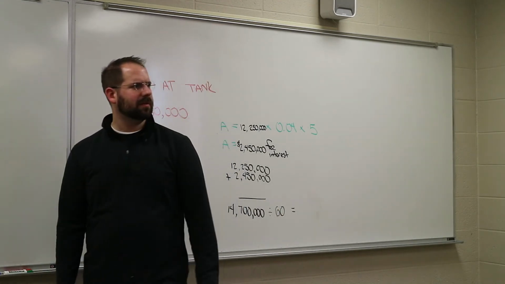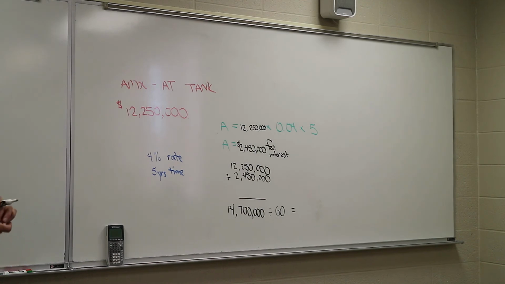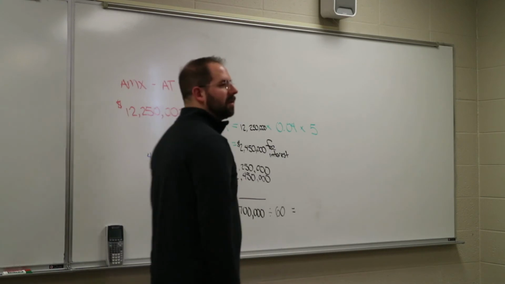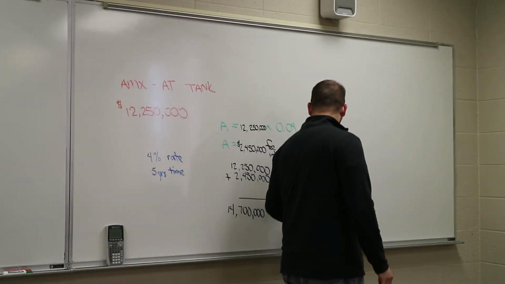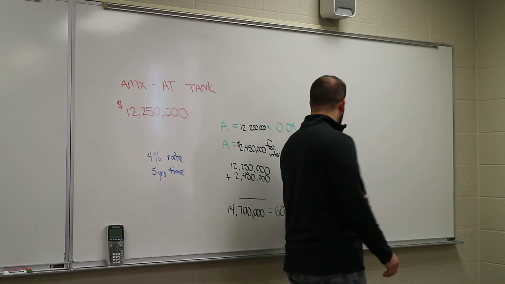So what do you get? 14,700,000. Yeah. Okay. Divided by 60, please, sir. Divide that number by 60. It's still gonna be a big number. 245,000. This is what you're paying per month for 5 years.